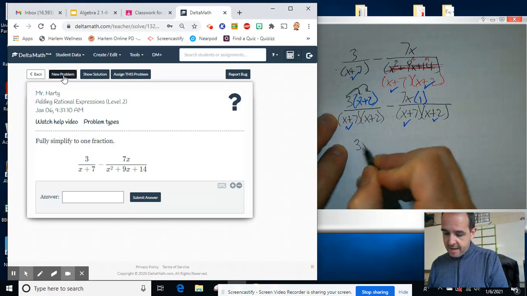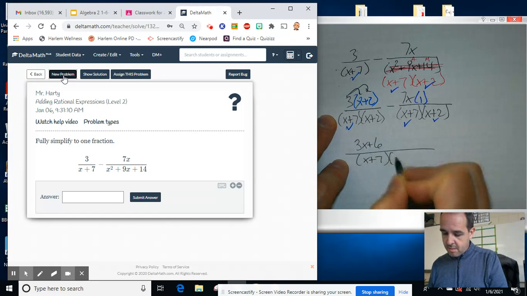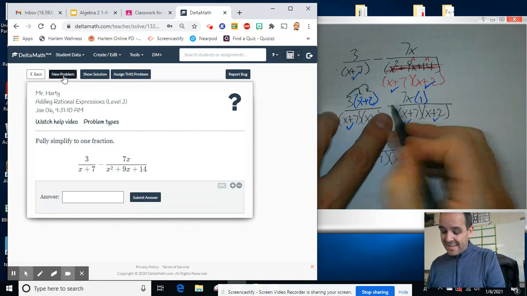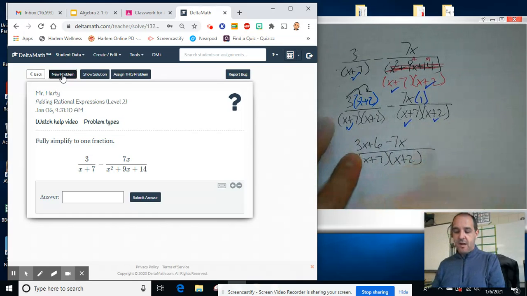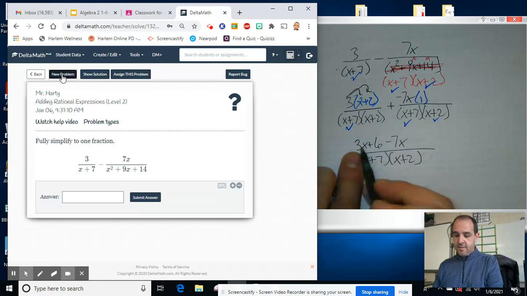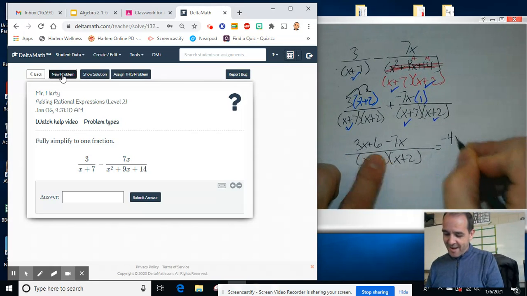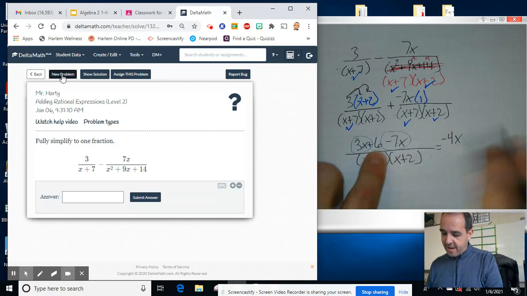So 3x plus 6 minus 7x. The negative is there. Or again, you can put the negative here and make that plus. Like terms. Ooh, we're going to test something out here. 3x minus 7x plus 6.